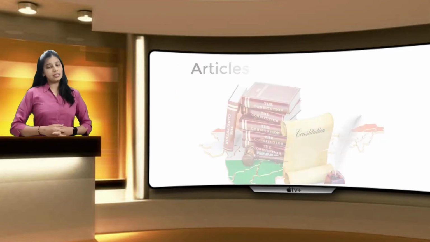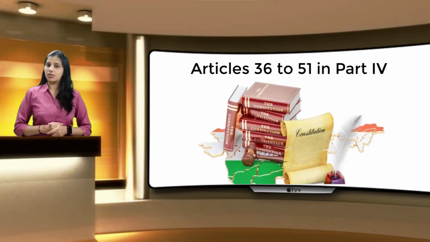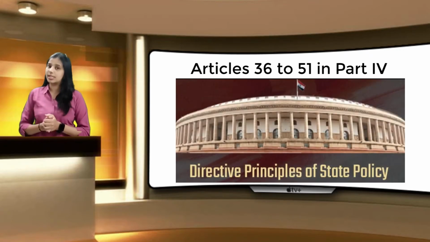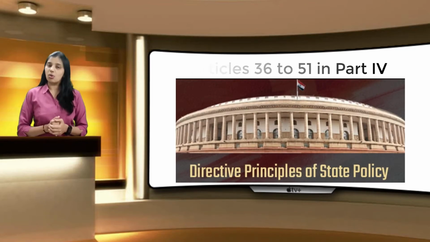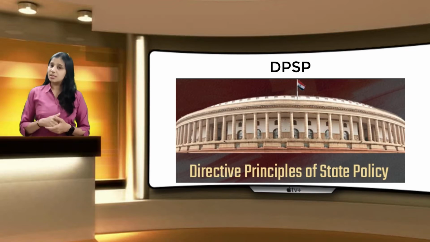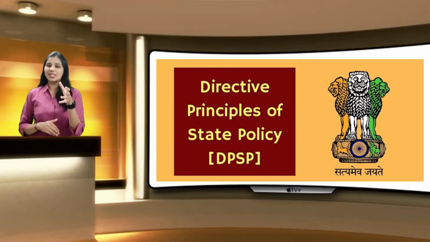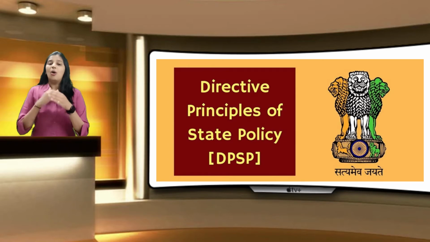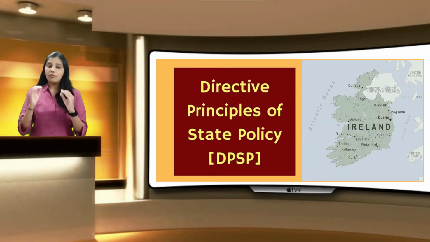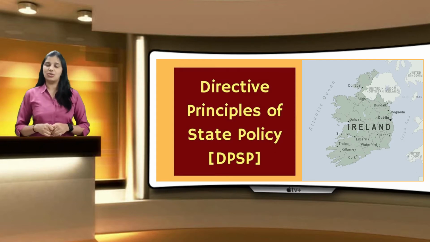Articles 36 to 51 in Part 4 of the Constitution lay down the guiding principles of governance for the state, which are called the Directive Principles of State Policy. In short, it is also known as DPSP. These are guidelines or principles given to the federal institutions governing the state of India. The principles have been inspired by the directive principles in the Constitution of Ireland, and are related to social justice, economic welfare, foreign policy, and legal and administrative matters.